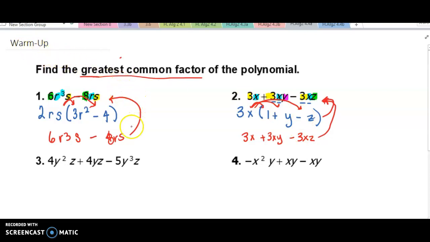Okay, so go ahead and pause this and try to do 3 and 4. Guys, this is nothing new. This is something you should be very comfortable doing. So pause this, do those, and then we'll go over them.